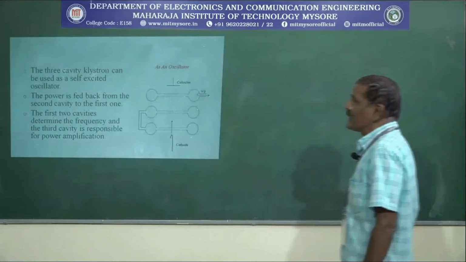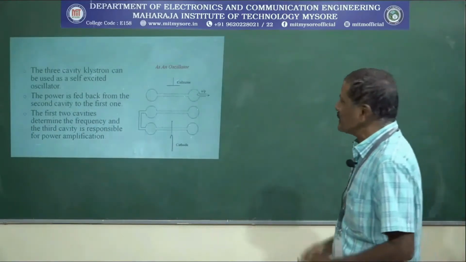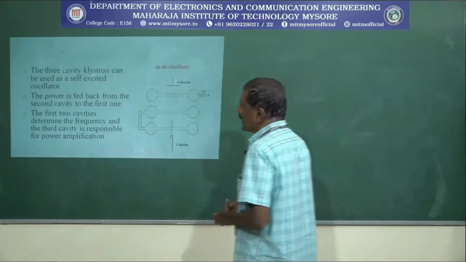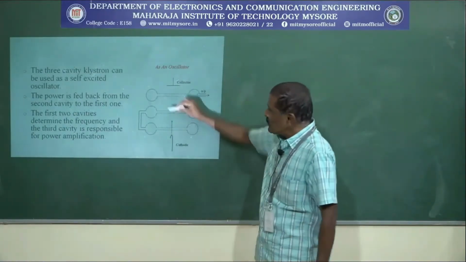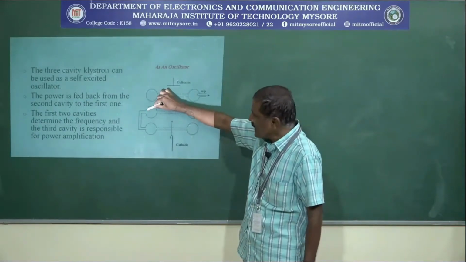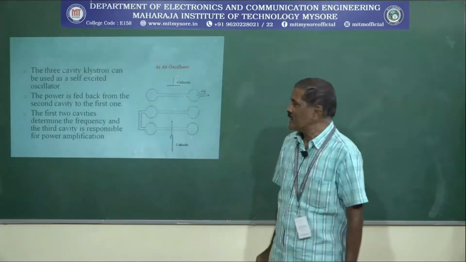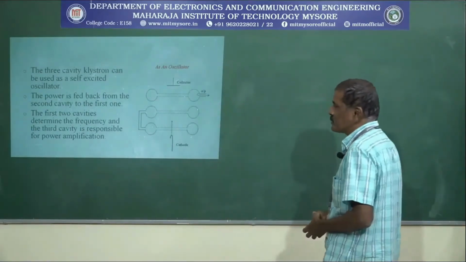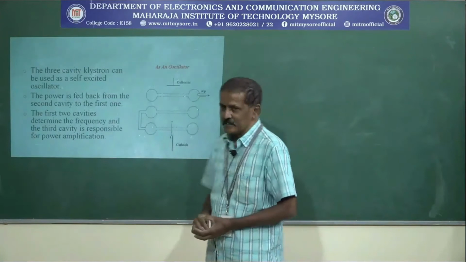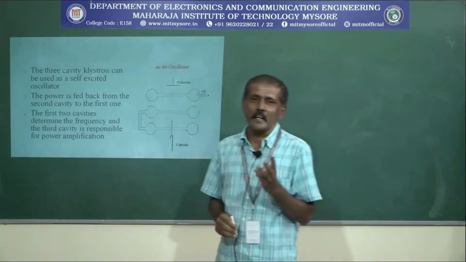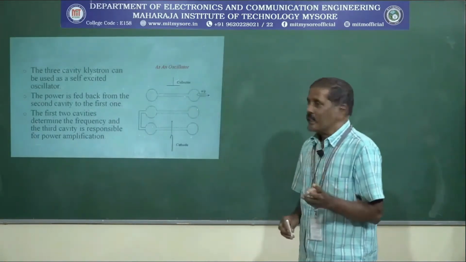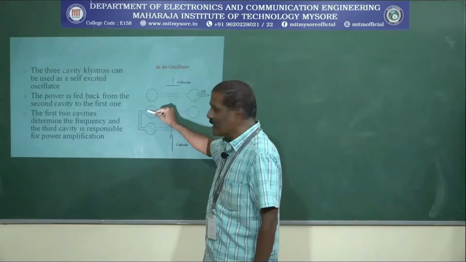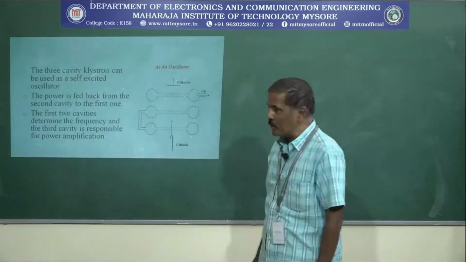A three cavity klystron can also be used as a self-excited oscillator, and the power is fed back from the second cavity to the first cavity. Whatever power is generated from the second cavity is fed to the first cavity. The first two cavities determine the frequency and the third cavity is responsible for the power amplification. Here the three stage klystron is considered.